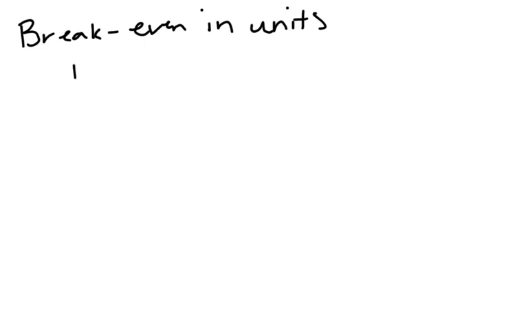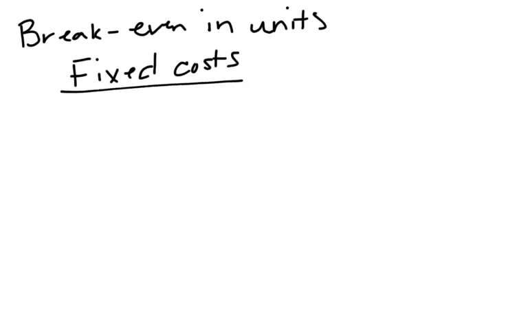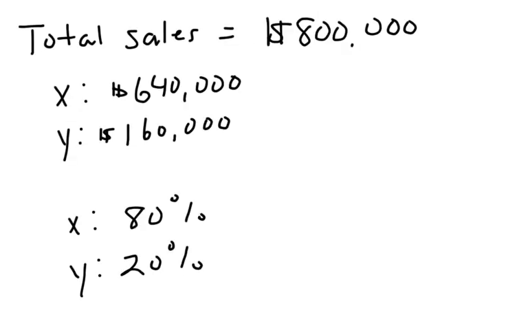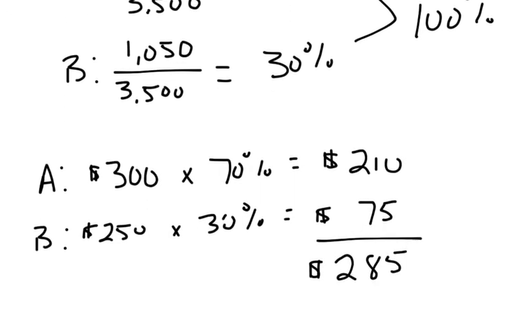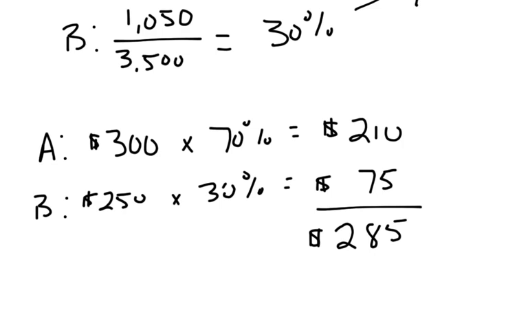Okay, to refresh, break-even in units, we have to look at fixed costs and divide that by normally our unit contribution margin. This is your general break-even in units. Now for us, because we have a sales mix, that unit contribution needs to be the weighted average unit contribution margin. All right, so let's go back and look at our numbers. Fixed costs we see are $570,000. And when we did our weighted contribution margin, that came to $285.